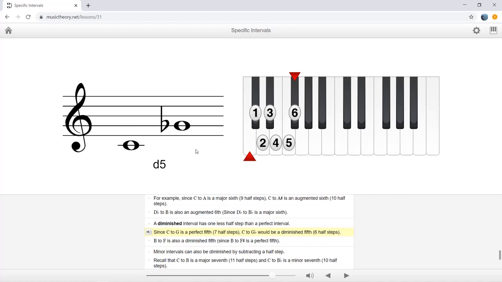But because we're going from C to G, these same 6 half steps, if I call this a G flat instead of an F sharp, and the G flat is here, that means 1, 2, 3, 4, 5, rather than 1, 2, 3, 4. So this is a diminished fifth. It's the same sound as an augmented fourth. It's just called a different name because of where this note sits, or what we call this note.